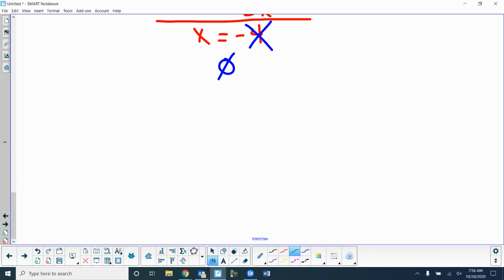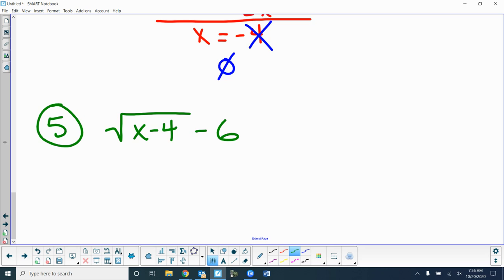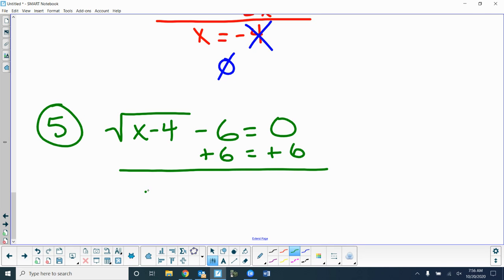Okay, any other questions on the fraction ones? Okay, the next 2 are radical ones. When we do these, we want to get the radical part, the square root part, alone. So this has a 6 with it, so I've got to move the 6 to the other side first. So we're going to add it to move it. And then I've got the square root of x minus 4 equals 6.